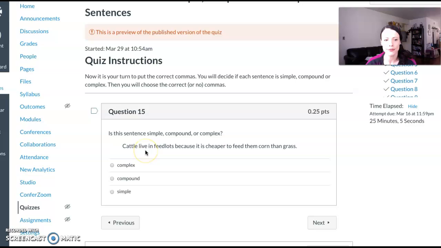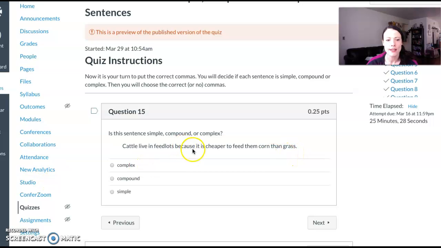Cattle live. Cattle is also a non-count noun, so I don't say "cattles." Just like we don't say "corns," right? Cattle live, corn grows, no S on the noun. Cattle live in feedlots because it is cheaper to feed them corn than grass.